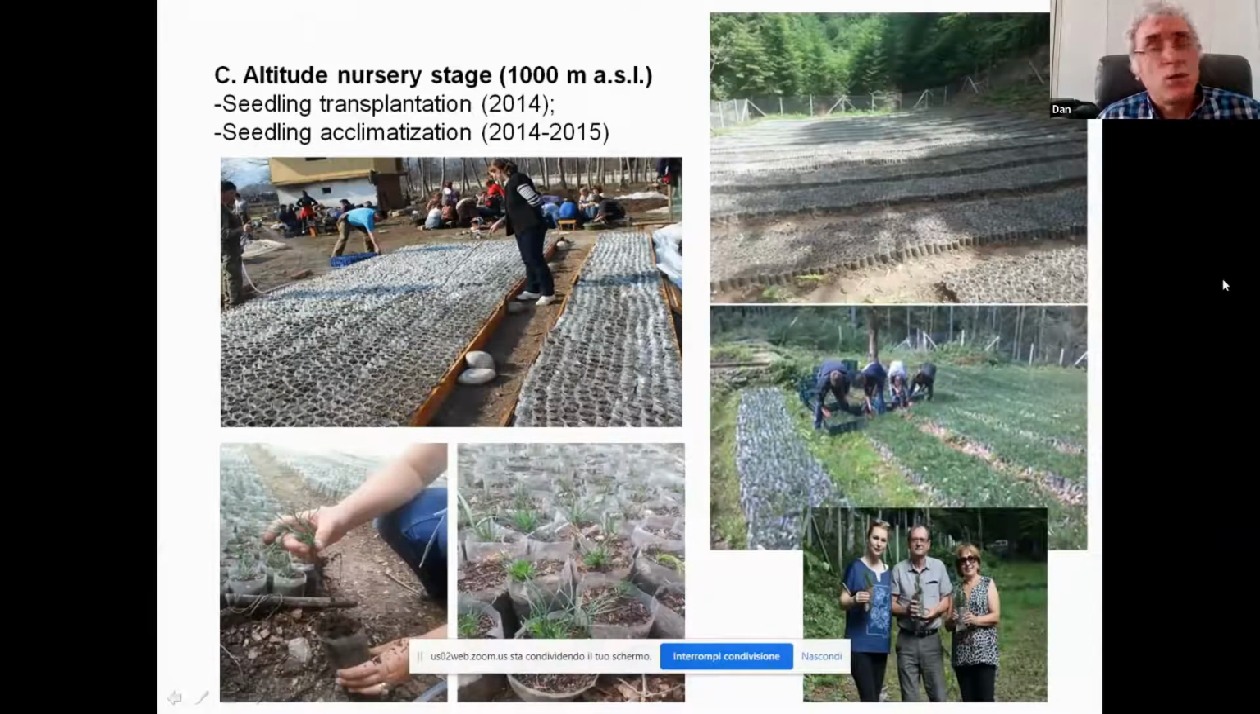We improvised and we did several variants of culture. First of all, we did the seedings of activities in the lowlands, and then we moved them to the nursery for acclimatization of the seedlings.